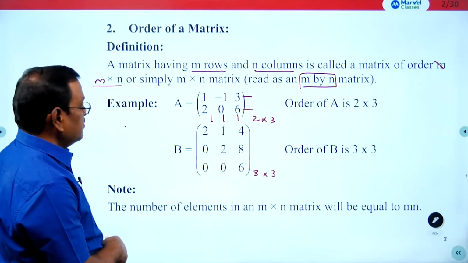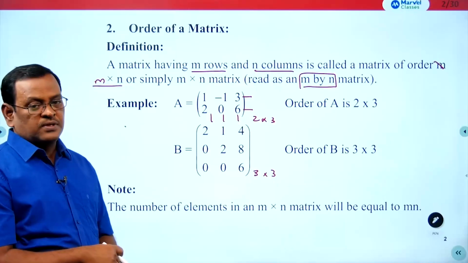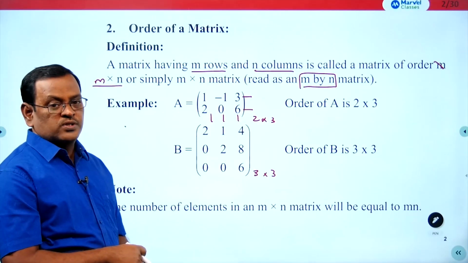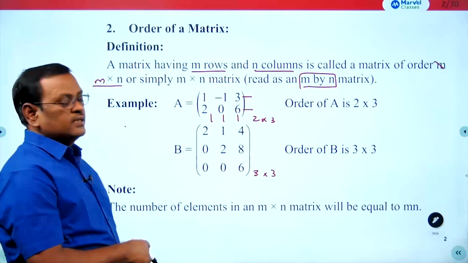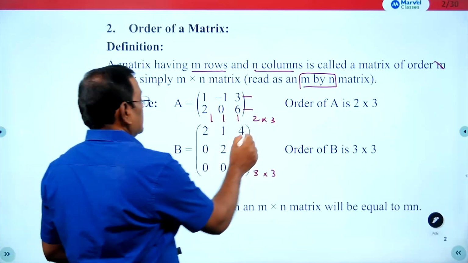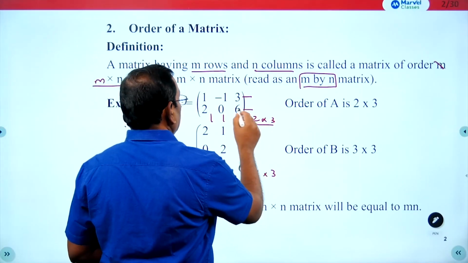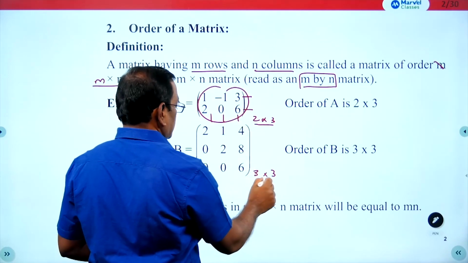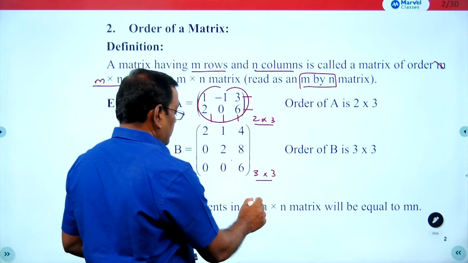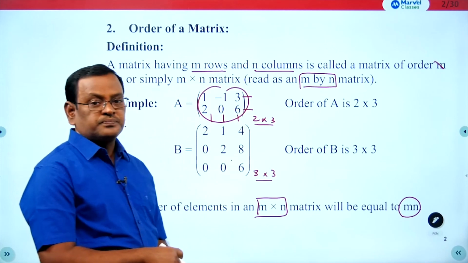So what is the definition? The number of rows and columns of a matrix is called the order of the matrix and is denoted by m by n, where m denotes the number of rows and n denotes the number of columns. Now the number of elements in a matrix. Here the order is 2 by 3, therefore the total is 2 into 3, 6 elements. Here the order is 3 by 3 and the total number of elements is 9. So in general, a matrix of order m by n has mn elements, m into n elements.